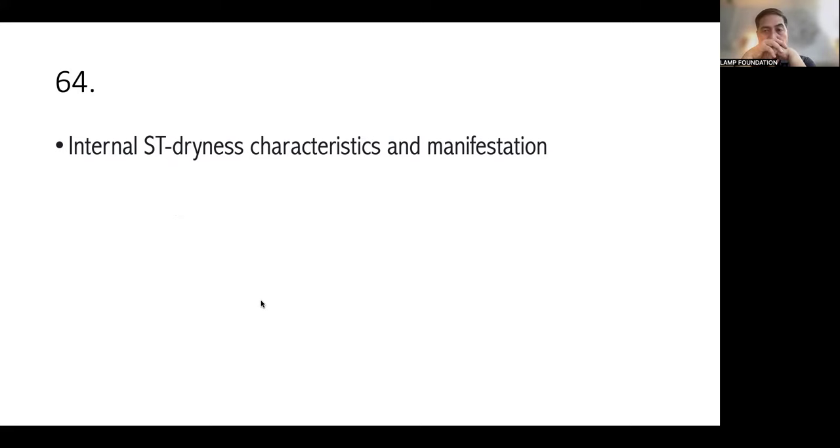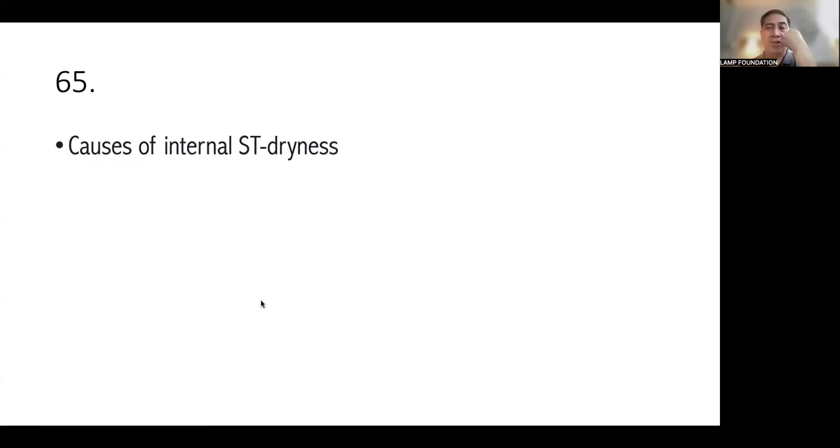Dry mouth, tongue, cracking tongue. Stomach is the origin of fluid. If the fluid decreases, there will be yin deficiency. Very good. What are the causes of internal stomach dryness?